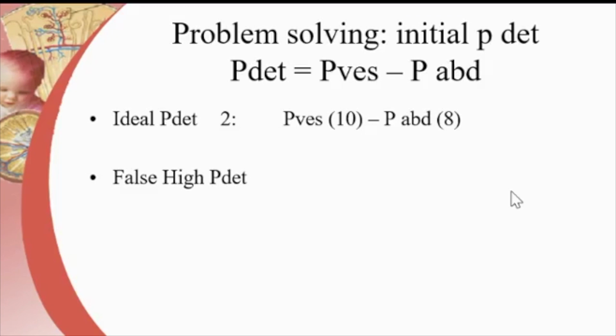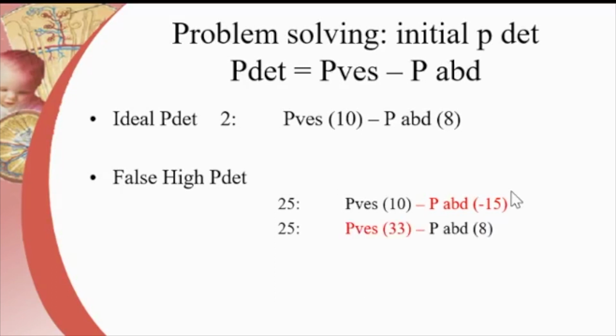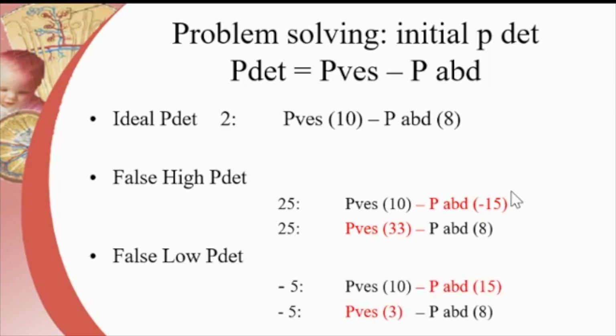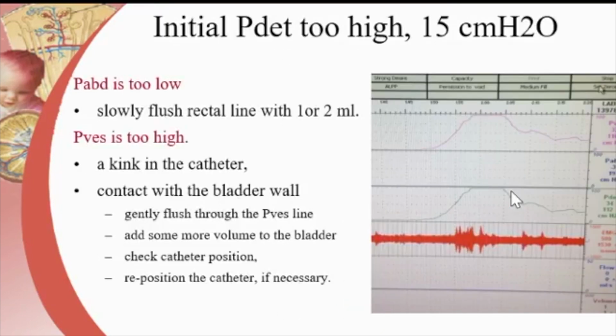So the initial P det, as I said, is usually 0 to 2, and if the P det is really high at the beginning, then it can be because of low abdominal pressure or high vesical pressure. Similarly, if the P det initially is very negative, it can be because of the opposite thing happening: the P vesical itself is low or the P abdomen is too high. Now, if the P vesical is too high, then you know that there is a kink in the catheter, or there's a contact with the bladder wall, so you have to reposition the catheter.